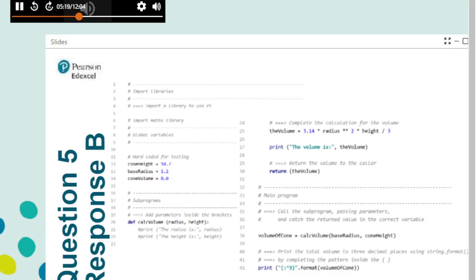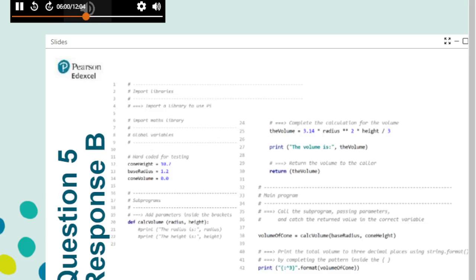1 mark for using the input parameters from line 20 in the calculation on line 25. 1 mark for storing the calculation result in the volume on line 25. 1 mark for returning the correct value on line 30. 1 mark for passing in the correct arguments to the subprogram call on line 38. 1 mark for matching the order of the arguments on line 38 to the parameters on line 20. 1 mark for capturing the return value into the variable volume of cone on line 38.